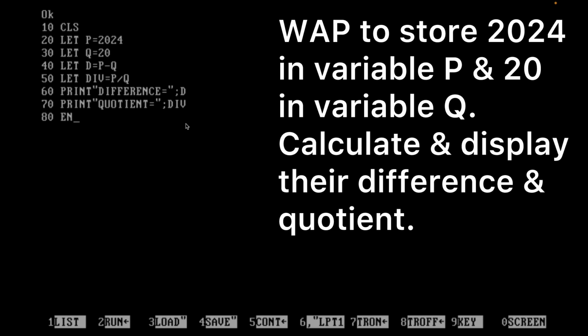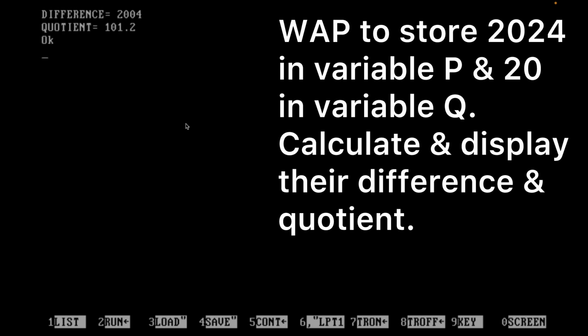Then we have to tell the computer that the program is finished. So how will the computer understand? When we give line number 80, the last line number, we have to write END. Press enter and run the program. Now see, the difference is given and the quotient is also given over here.